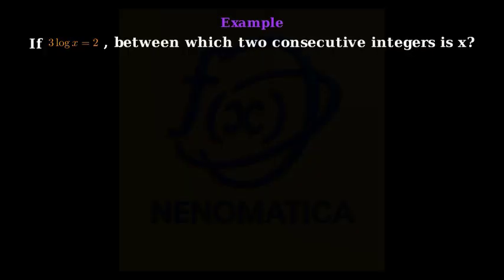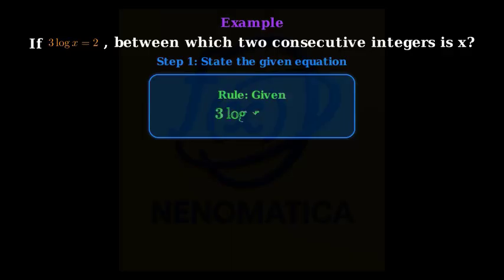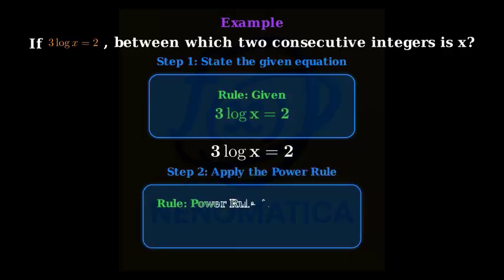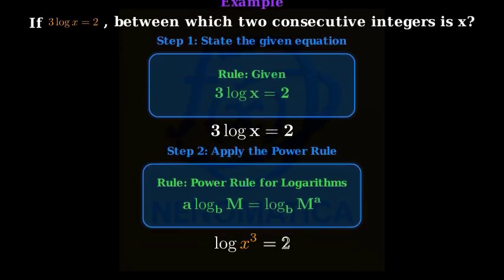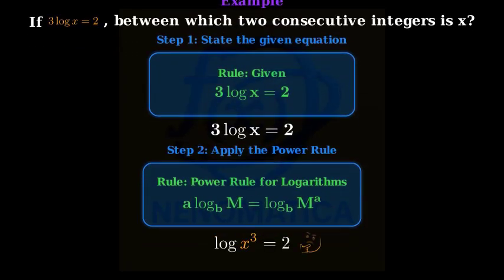Example: if 3 log x equals 2, between which two consecutive integers is x? We will follow the exact sequence of steps from the image. Step 1. Start with the given equation, 3 log x equals 2. Step 2. Use the power rule for logarithms. Move the coefficient 3 into the logarithm as an exponent. This produces log of x cubed equals 2.